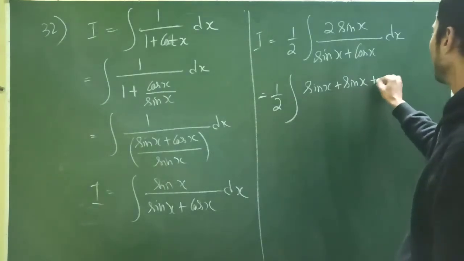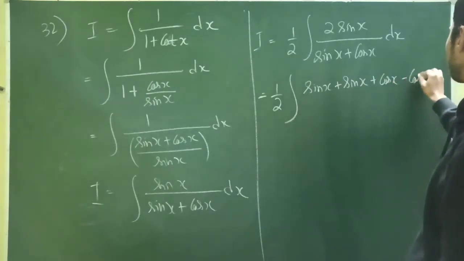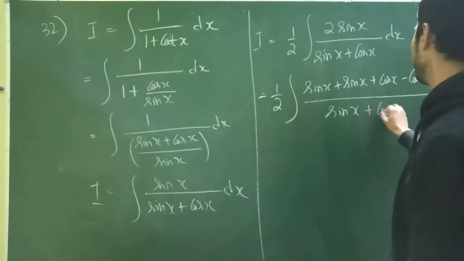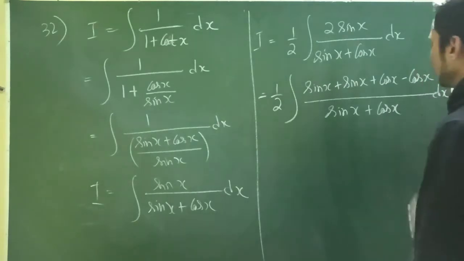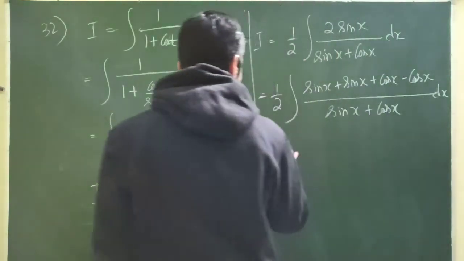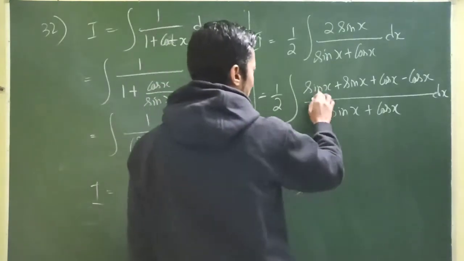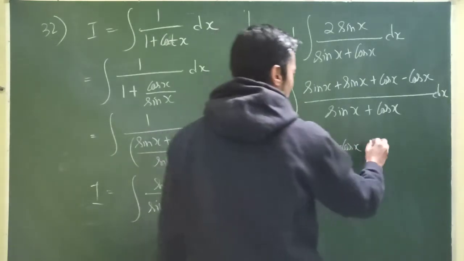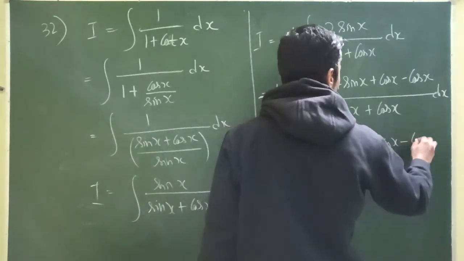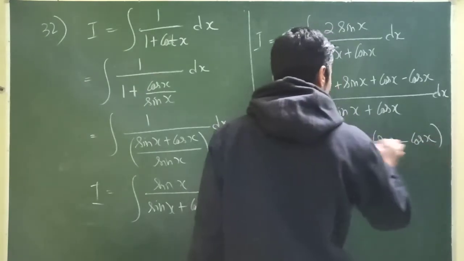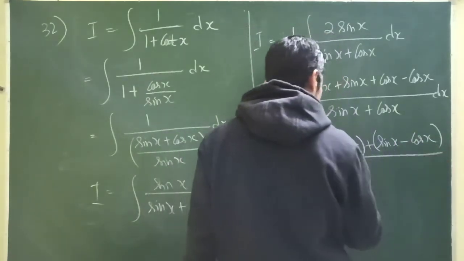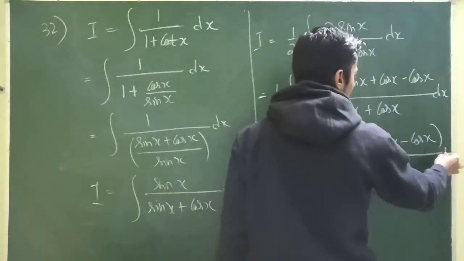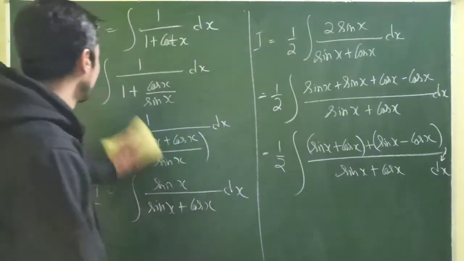Now I will add and subtract cos x. That's why I needed 2 times sin x, which I could get only by multiplying and dividing, so that I can solve the fraction. That is now sin x plus cos x, sin x plus cos x plus sin x minus cos x, a little bit of arrangement, divided by sin x plus cos x, of course with respect to x.